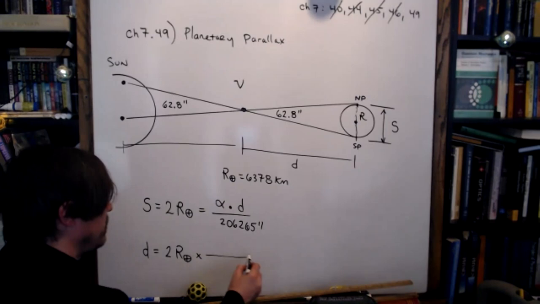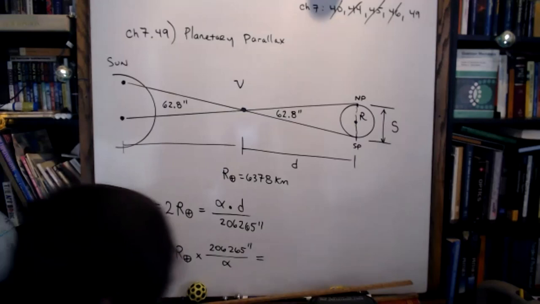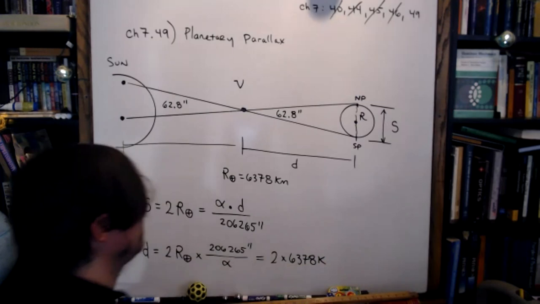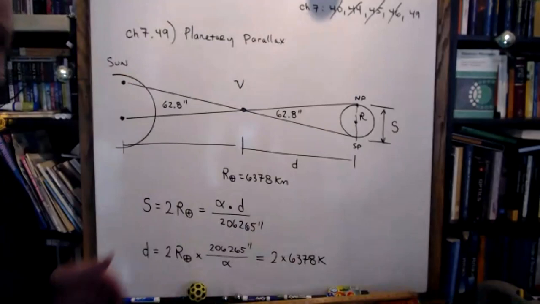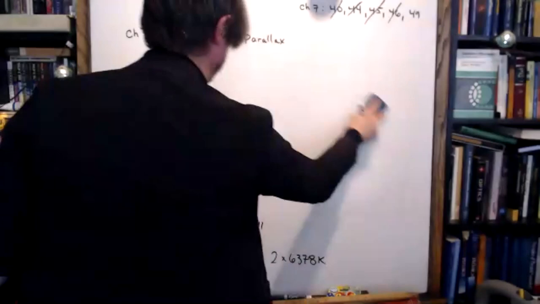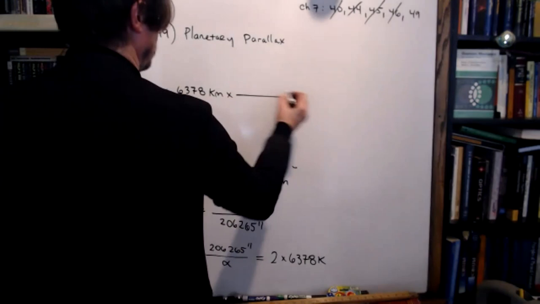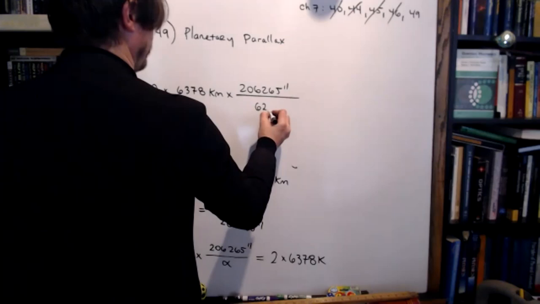Times 206,265 arc seconds divided by alpha. We can plug in our values. 2 times 6,378 kilometers. All right, I'm running out of space. I'm gonna take this party upstairs here. The distance is 2 times 6,378 kilometers times 206,265 arc seconds over 62.8 arc seconds. Solve that up for me.